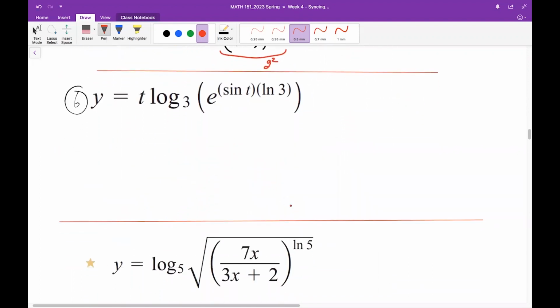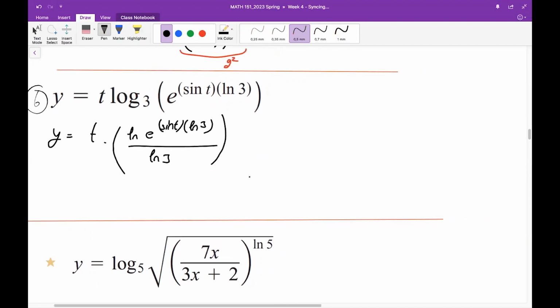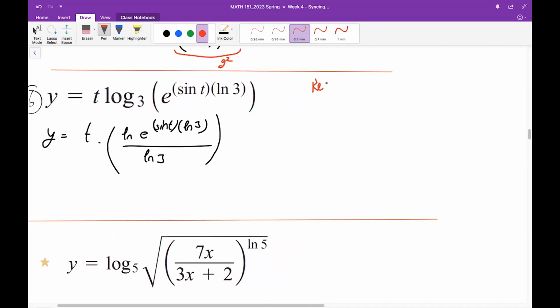We have a log function again. And as I told you several times before, whenever you have log, you need to transform it to ln, and you know how to transform it, right? It is ln of this part, e to the power sine t, divided by ln 3. Okay, like that. And for this question, I want to recall some useful properties of the ln function.